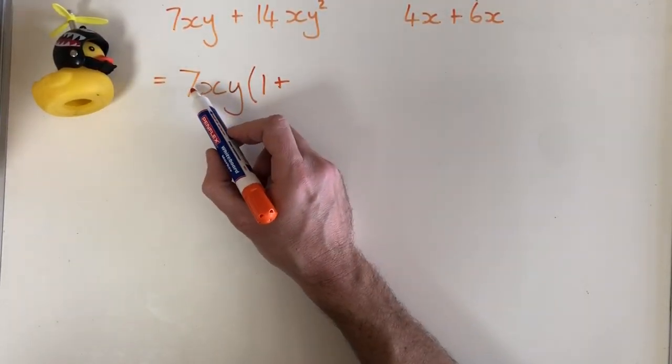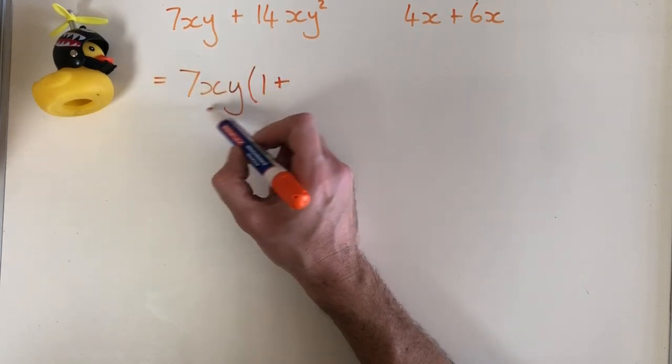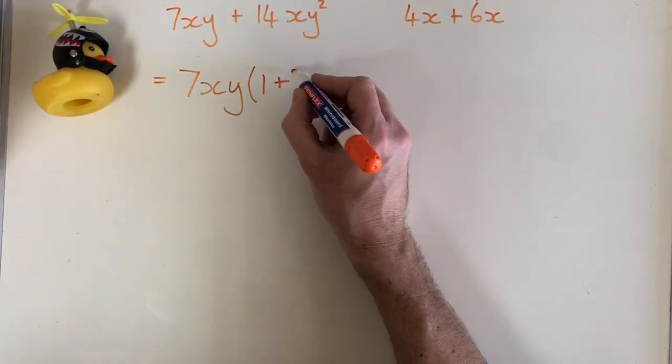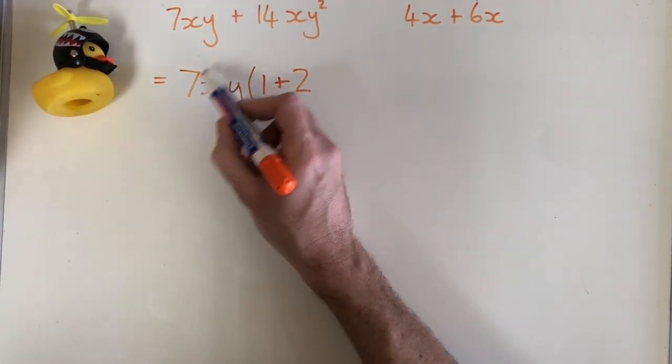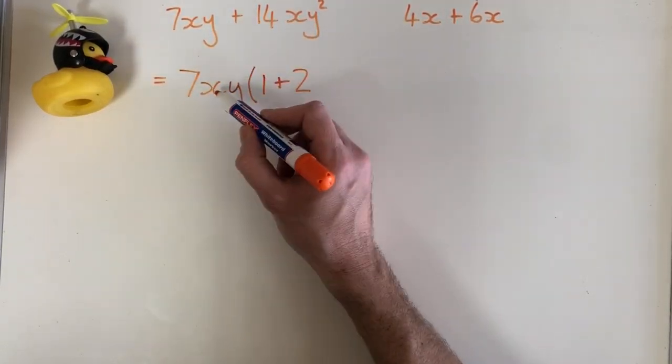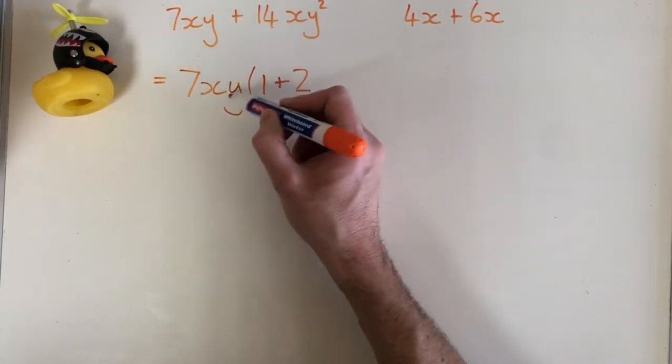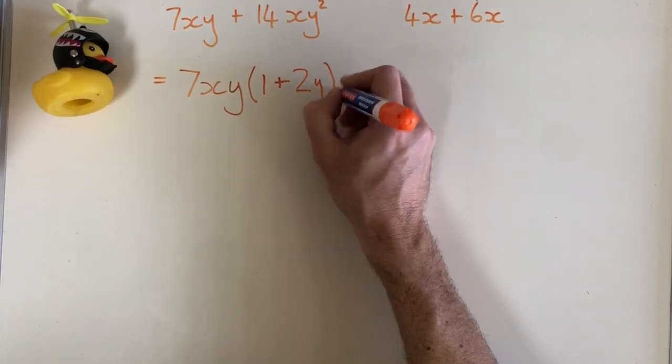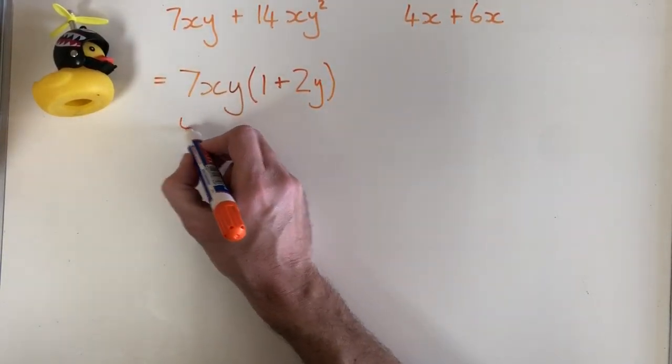And now I can ask the next question. For the next term, what do I have to multiply this by to get that? So we start off with a 2. So 7 times 2 will give me 14. The x, I don't have to multiply because it's already there. The y, there's one y there, so I have to multiply with another y. So this is one term.